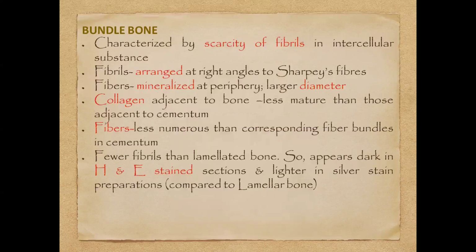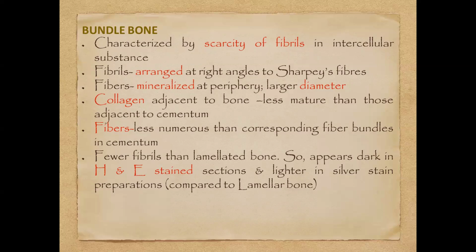The bundle bone is characterized by scarcity of fibrils. The fibrils are arranged at right angles to the Sharpey's fibers. They are mineralized at the periphery, which are of larger diameter. The collagen fibers adjacent to the bone are less mature when compared to those adjacent to the cementum, and also they are less numerous in number.